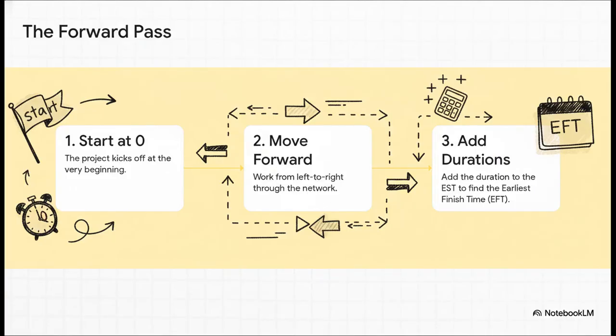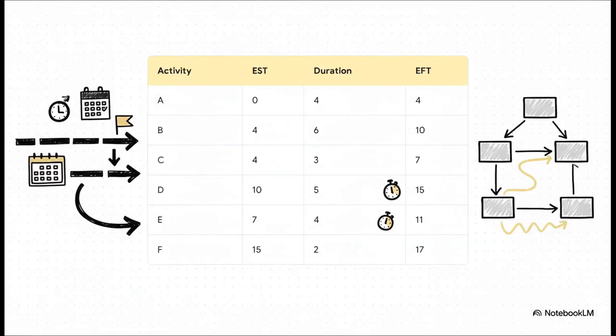Our first move is called the forward pass. The easiest way to think about this is we're moving from left to right through the project timeline. We start at day 0, and our goal is to figure out the absolute earliest moment each activity can begin. And here are those calculations in action. See? Activity A starts at day 0, takes 4 days, so its earliest finish is day 4. Now that means the earliest that both B and C can start is on day 4. We just keep this chain reaction going. B starts at 4, takes 6 days, and finishes at day 10. And that means D has to wait until day 10 to get started.